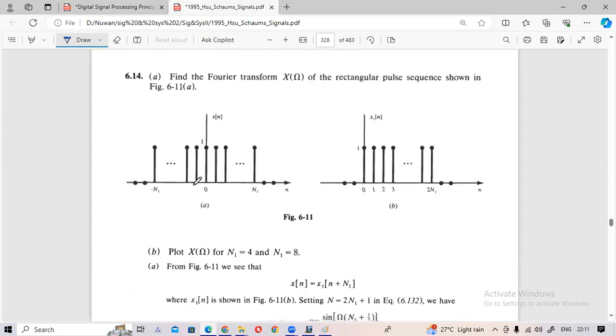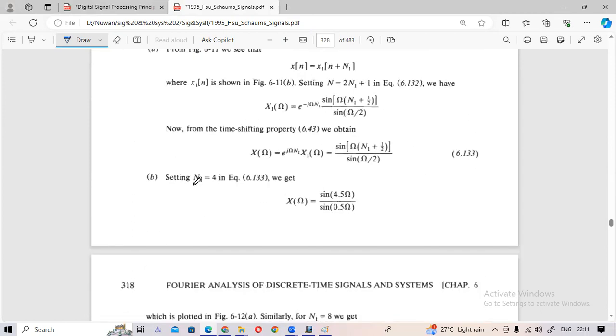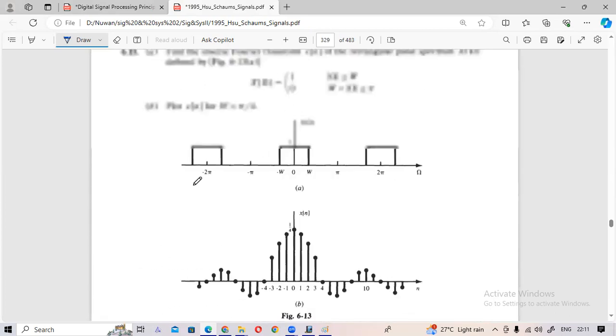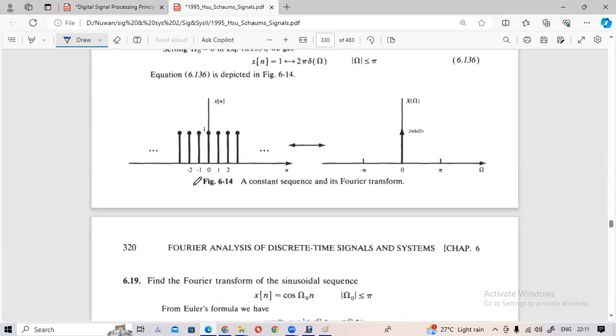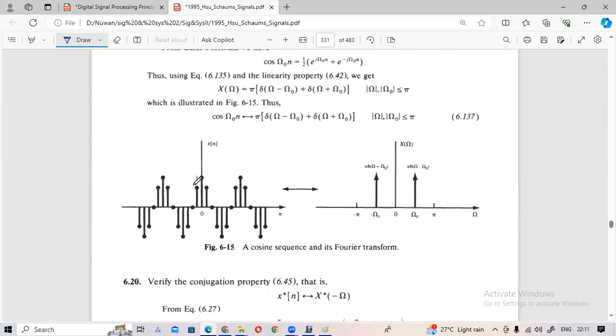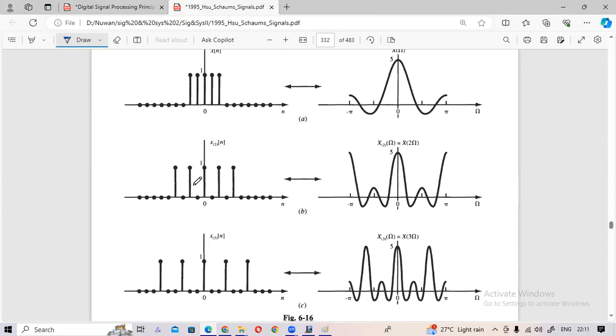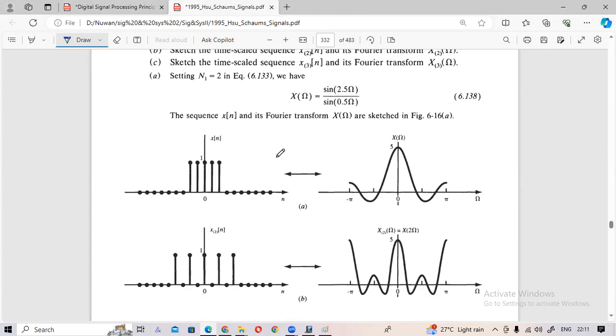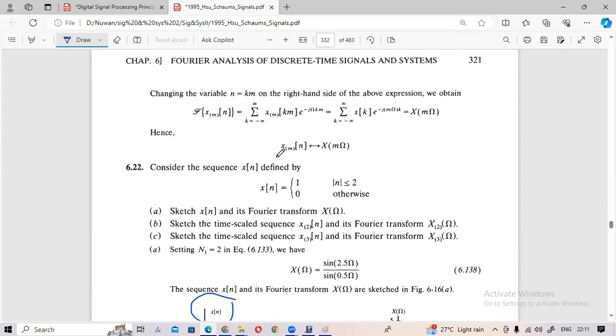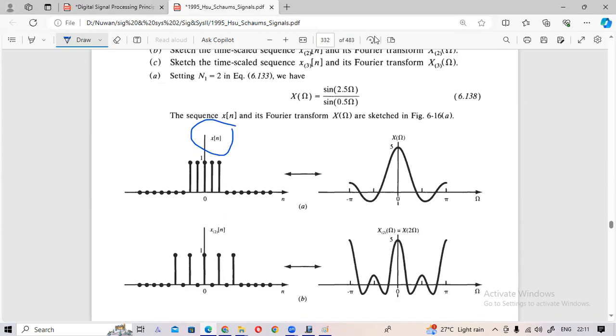This one is somewhat hard. Try to evaluate the Fourier transform of this one. There are 1, 2, 3, 4, 5 sequence values. So try to evaluate the Fourier transform of this x[n] and try to get the answer. The answer will be there, and we will do it in the next class.